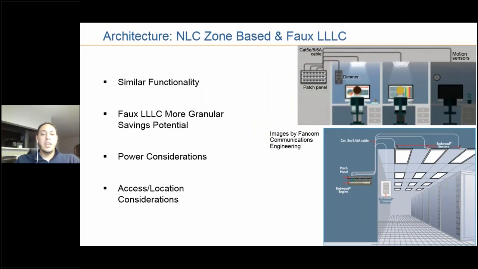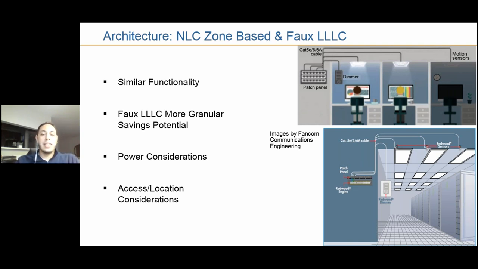PoE lighting allows for both NLC zone-based as well as LLC configurations. And note, I use the terminology faux LLC, or not necessarily exactly LLC. In a couple of slides, we'll talk about why faux LLC.